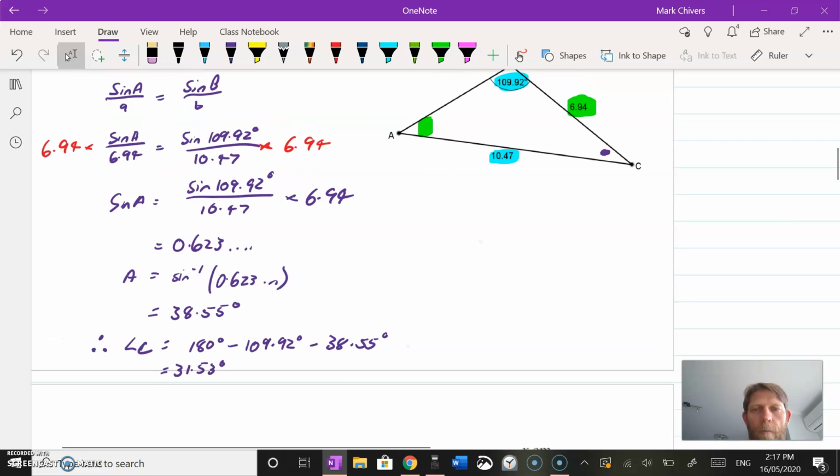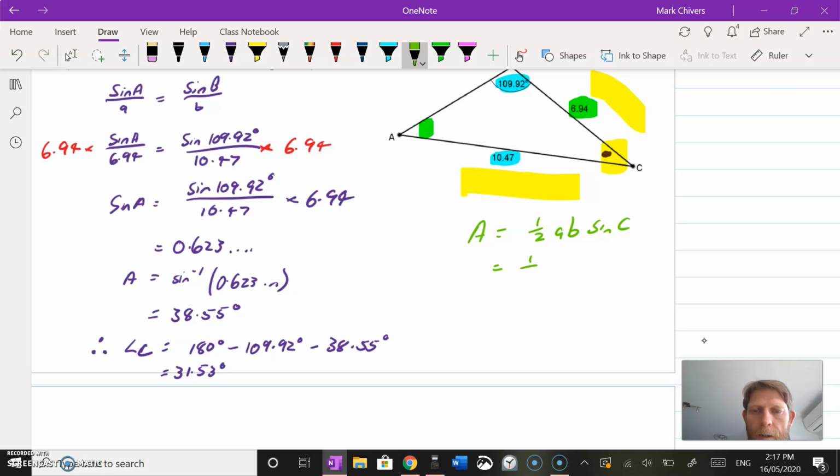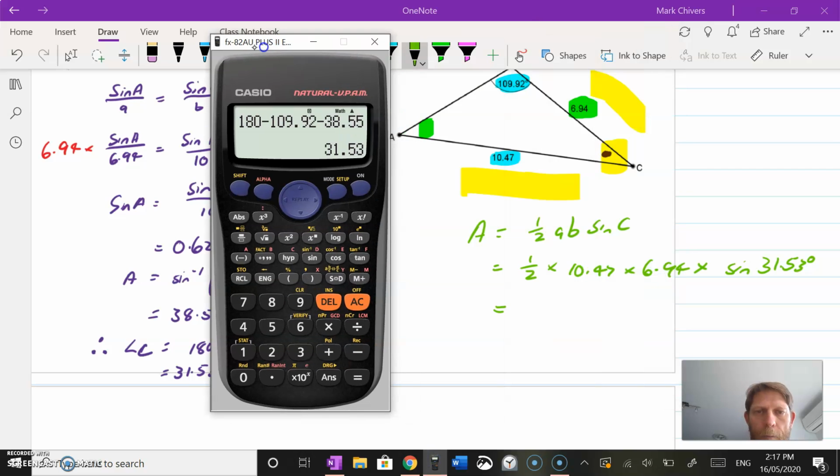All right, so now that we've done that, we can actually use our formula, because now I have two sides and an included angle. So there's my side, there's my other side, and there's the angle I'm looking for. I'll do this part in a different color. We'll do this in green. So the area equals half ab sine C. So that's half times 10.47 times 6.94 times sine of the angle we just worked out, which is 31.53 degrees.